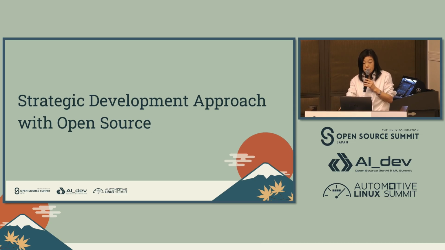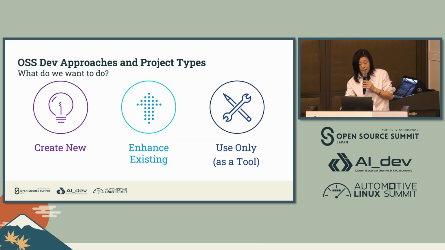Now we look at the strategic development approach that the organization takes in the next section. The purpose of developing open source tends to fall into one of 3 patterns. Create a new project to realize your unique technology, new features, or create new platforms. And enhance an existing project to utilize existing features and enhance. Or sometimes we just want to use it to get the job done without development.